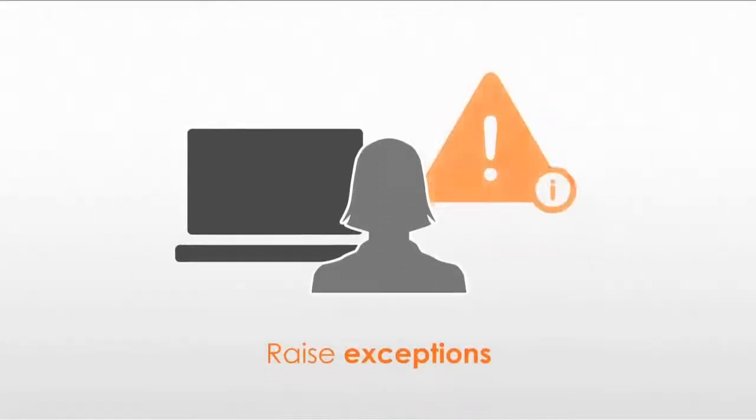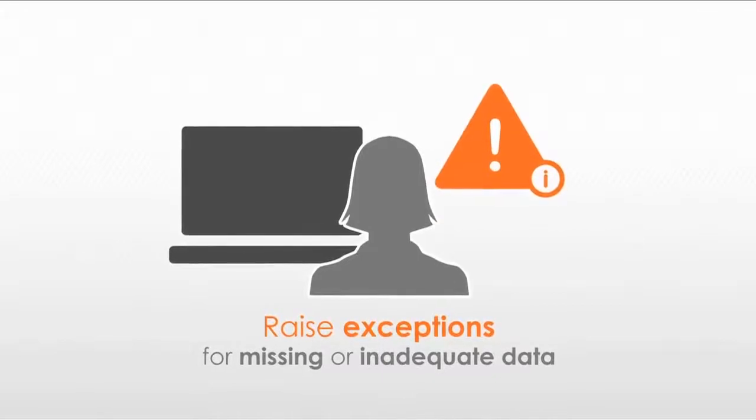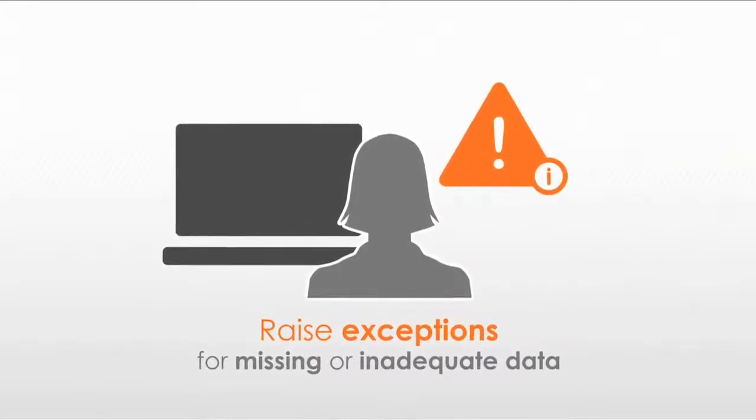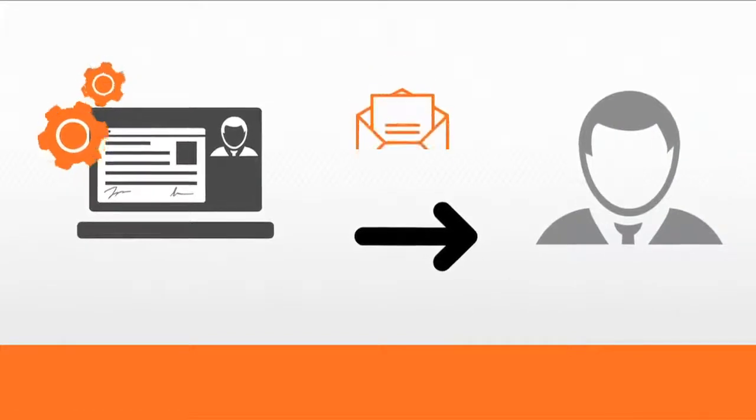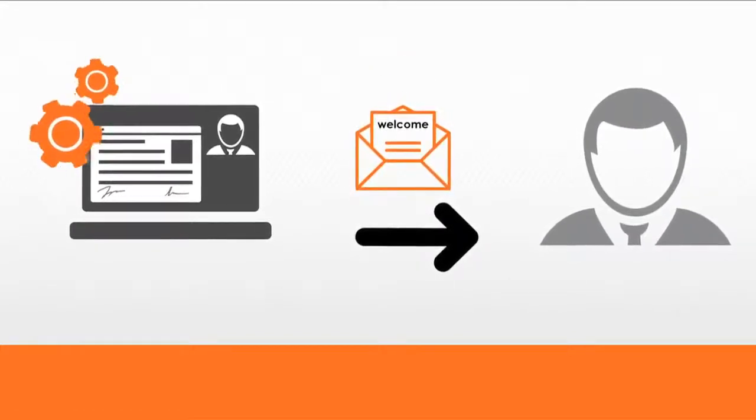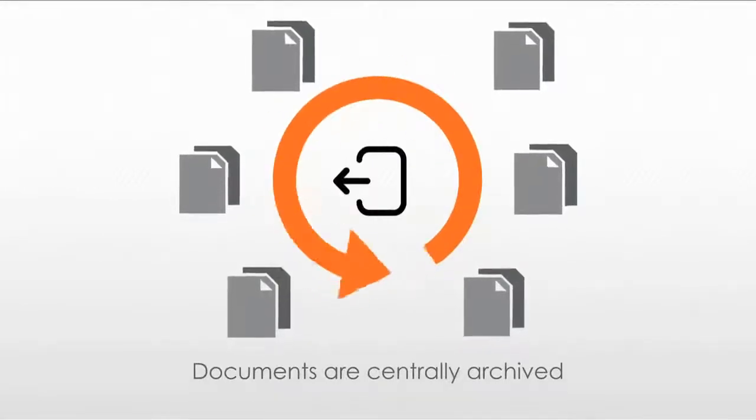The configuration specialist can raise exceptions at this stage if there are issues relating to missing or inadequate data or documents. Any delay in resolution triggers automatic reminders to the concerned user, and escalation emails are automatically sent to the department head. After the contract and provider information is successfully configured in the claims solution, a welcome letter is generated and sent to the provider. The letter has the information such as effective date, health plan provider ID, and customer service number. All the documents collected during this process and generated from the system are centrally archived.